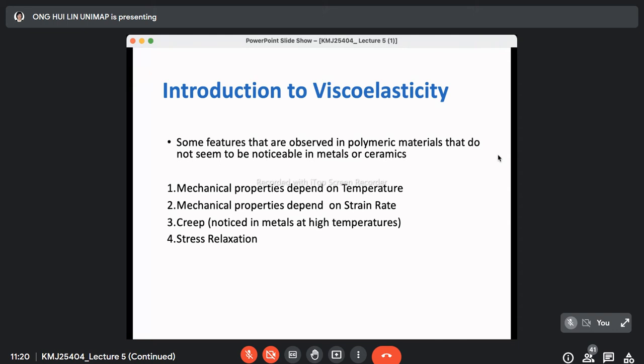Chai Mei already mentioned this: some features in polymeric materials do not seem to be noticeable in metals or ceramics. So you have the advantage, if you learn polymeric materials, of knowing more about this material, which you are not able to learn from metals and ceramics. It will be more complicated. But what you learn here in UniMed is not as complicated as what professors at other universities teach their students.